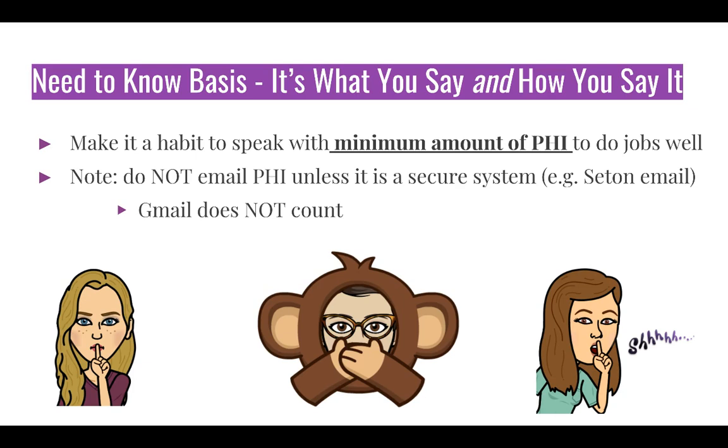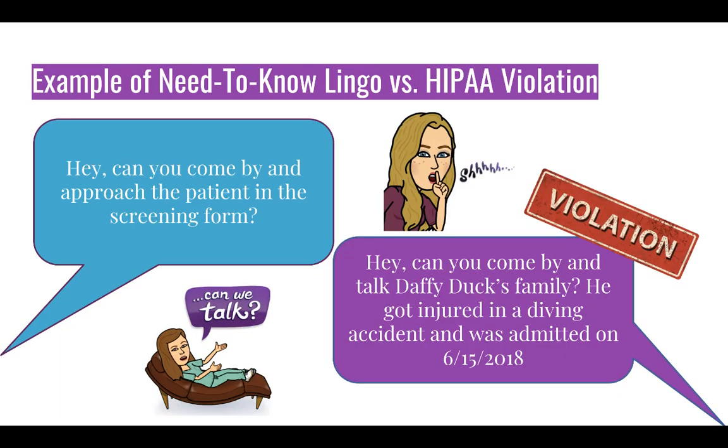And then keep in mind how you share information. It's not secure to share PHI over your personal Gmail account or anything like that. The Seton email is secure, but even then, there's probably not a reason for you to be emailing any protected health information whatsoever. An example of need to know language: hey, can you come by and approach this patient in the screening form? That's perfect. She can open up the screening form without you having to say, hey, Donald Duck is here and he got injured in an accident on 6/15/2018. You didn't need to say all that for her to figure out who you're talking about. She can just access the Google form. So keep it to the need to know lingo, to the minimum amount that you can.